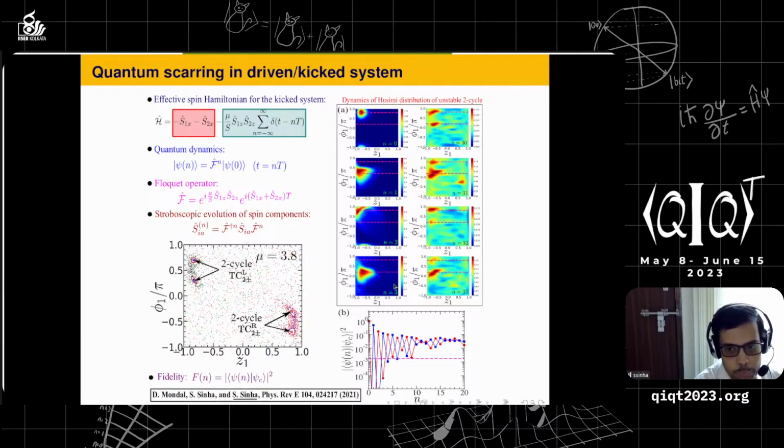Okay, so in various ways, the fidelity, and also there is something called the OTOC these days, the out of time order correlation. All these methods can be used to understand or detect the degree of ergodicity, as well as to detect the scarred states or quantum scarring phenomena. So this is also done with Devobroto and Sudip.